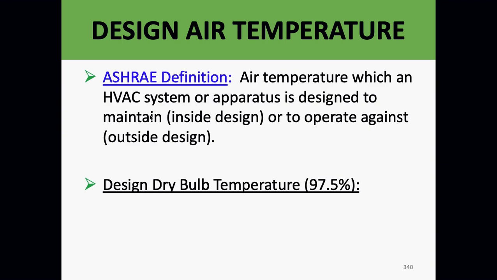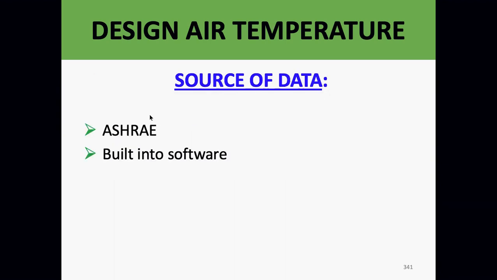Different materials, which is why we have all these tables. The design air temperature makes a big difference. It is the air temperature at which the HVAC system is designed to maintain inside design temperatures or to operate against outside temperatures. Dry bulb temperature, 97.5% of the time, just happens to be one of them.